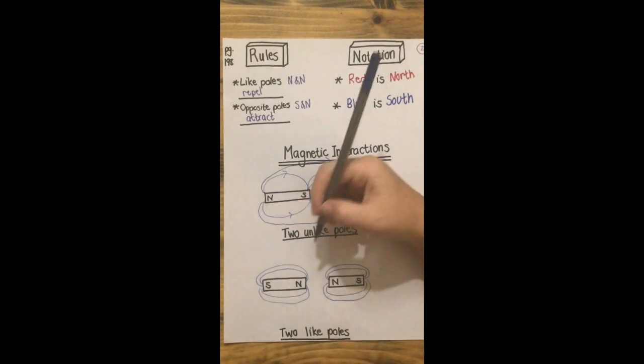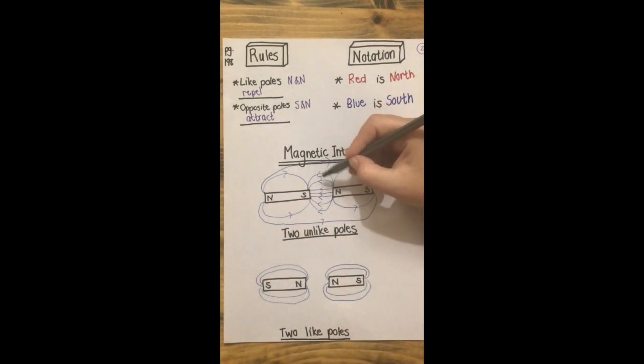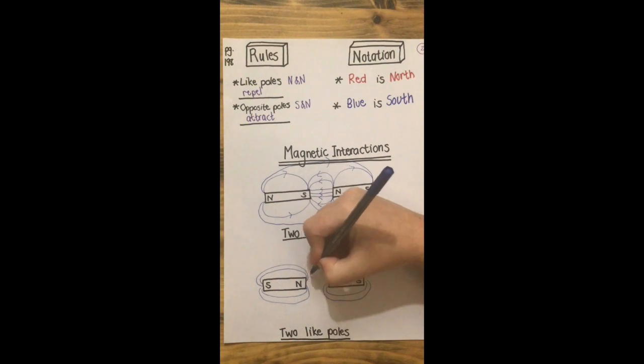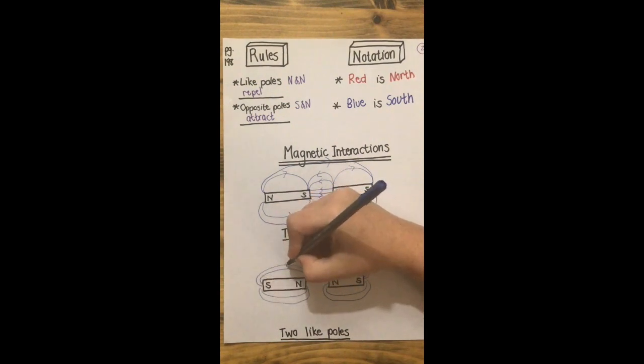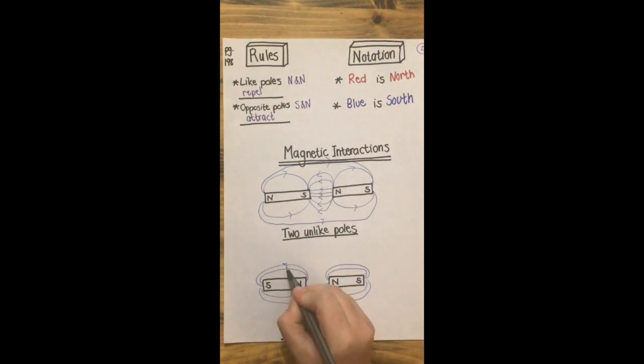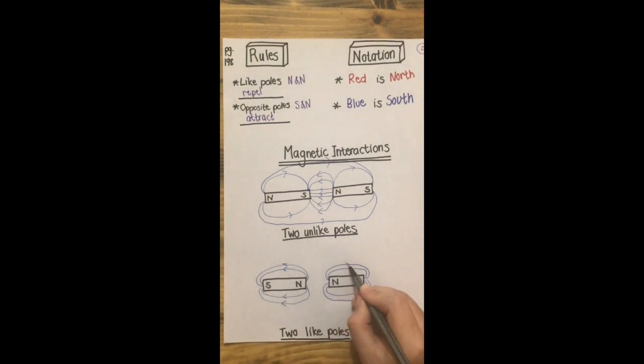Remember, our notation there is always from north outside towards south, so you will see your arrows always moving along the outside, north to south and north towards the south pole around the outside of the magnet.